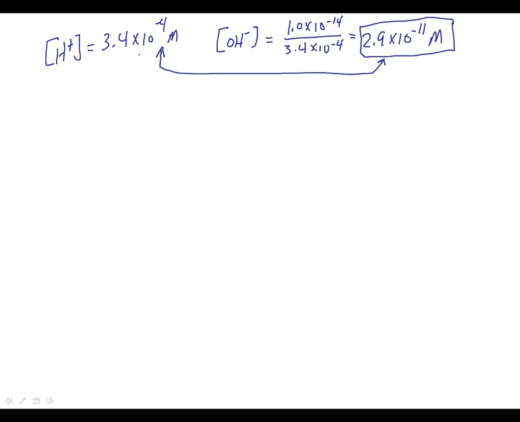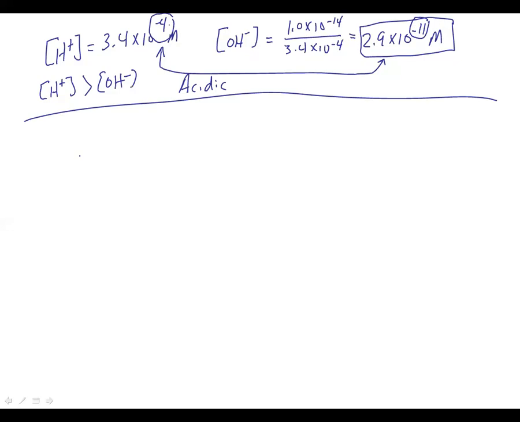Remember that when you have a negative exponent, it does make a difference, that negative, because for our H plus, it's only four places to the left, but for our OH minus, you need to go 11 places to the left and put zeros, which makes it a much smaller number. So this should be an acidic solution. And again, there's only one answer for that. Any questions on that calculation there?